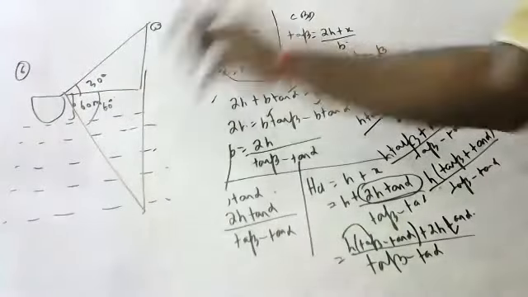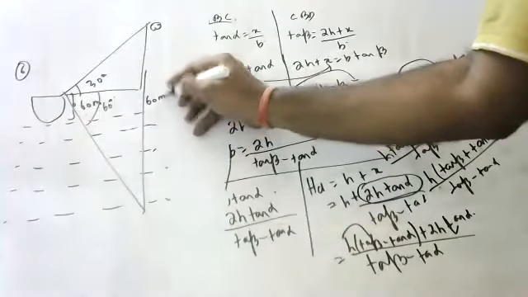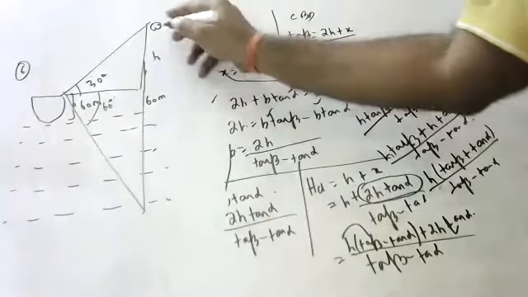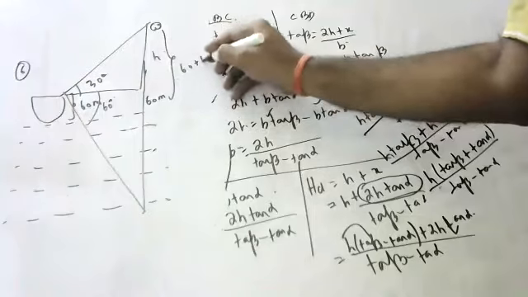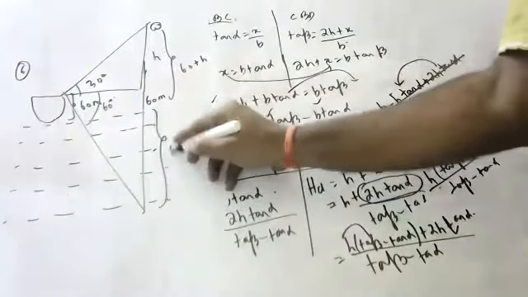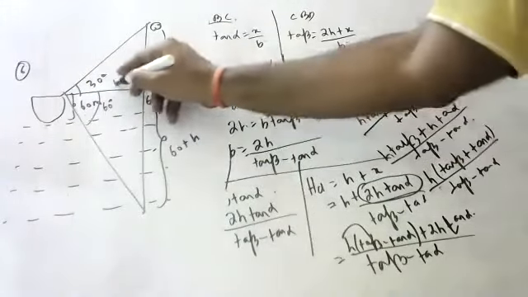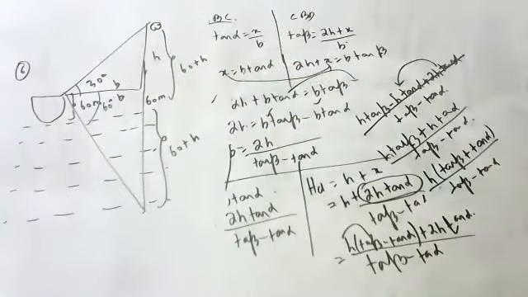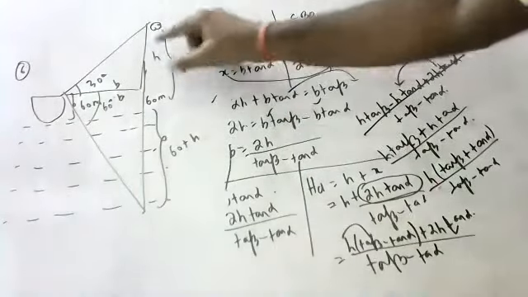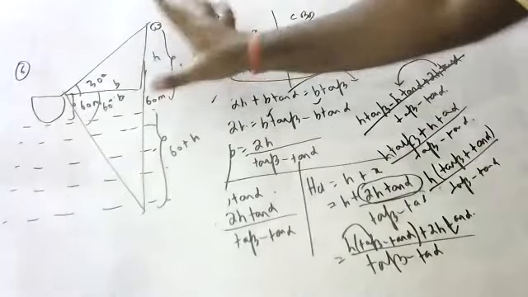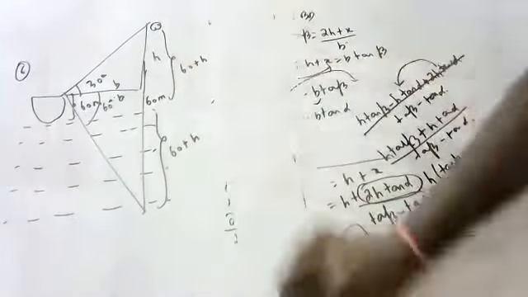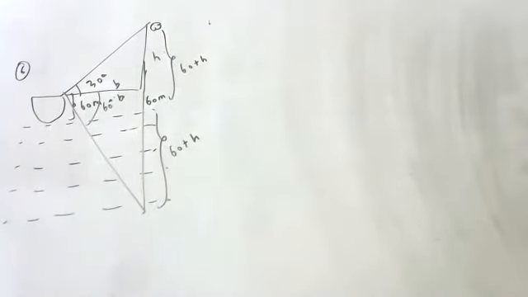Okay, so children, if this is 60 meters, this is also 60. If this is h, this totally is 60 plus h, and this is also 60 plus h. And this is b, this is b. What is the question? Find the height of the cloud. 60 plus h is the height of the cloud. So we should find out the height of the cloud.